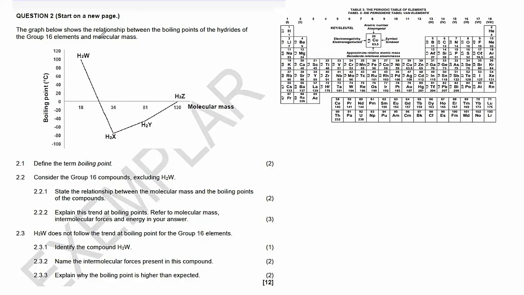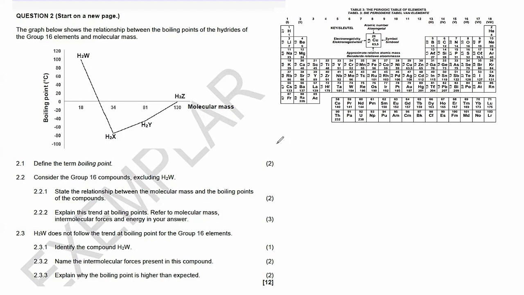Okay, so question 2 says the graph below shows the relationship between the boiling points of the hydrides of the group 16 elements and their molecular mass, right? Then 2.1 says define the term boiling point.